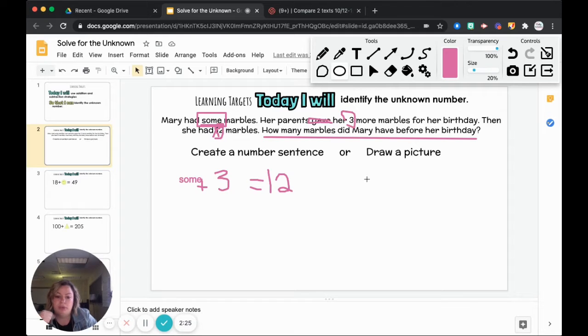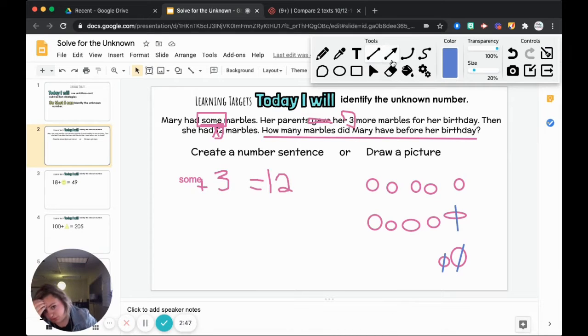So she had 12 marbles. 1, 2, 3, 4, 5, 6, 7, 8, 9, 10, 11, 12. Those are some weird shaped marbles, but we're letting it go. Her parents gave her 3. So I'm going to cross off 3 of them to show the 3 her parents gave. 1, 2, 3. So those are the 3 her parents gave. Now, how many do I have left? I have 1, 2, 3, 4, 5, 6, 7, 8, 9. That means Mary started with 9 marbles.